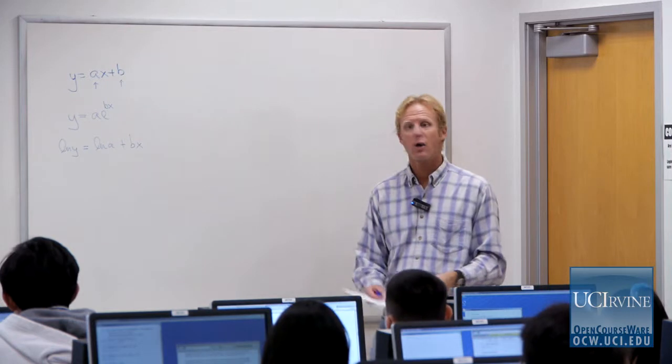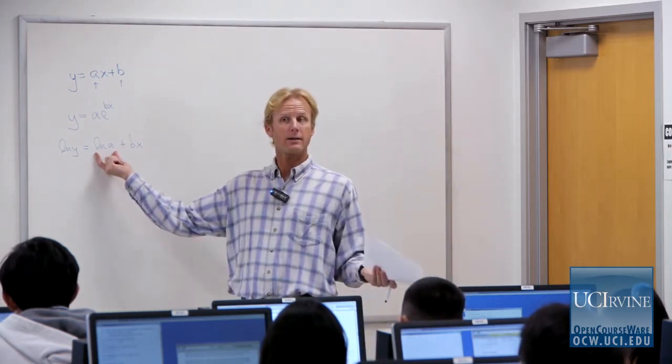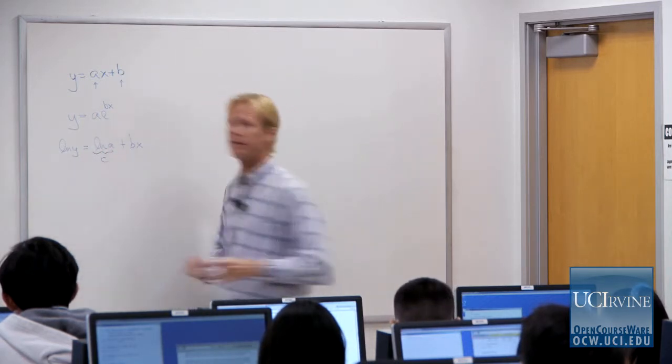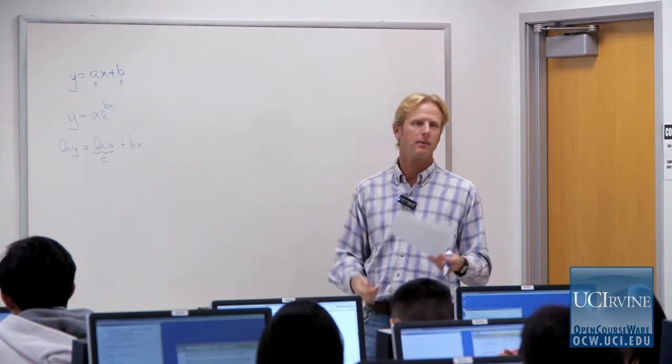Okay? And now we can define this as another constant. We can call it c. And now we have, again, the linear form. All right, so we did that when we were fitting kinetics data.